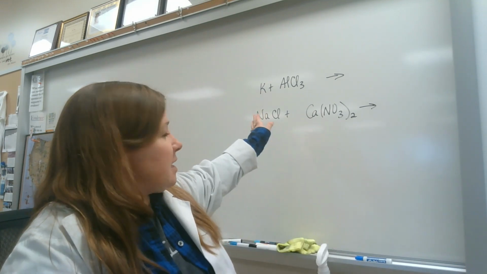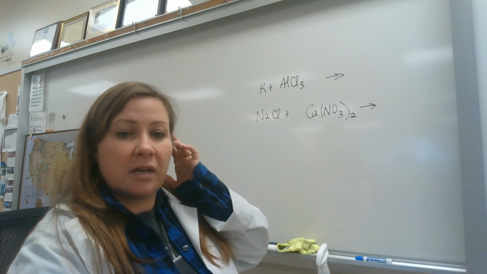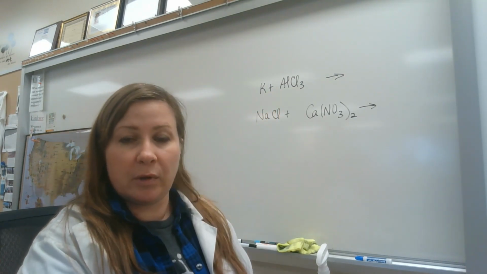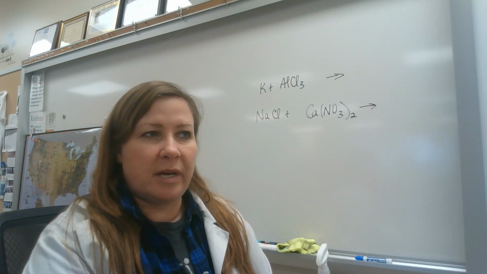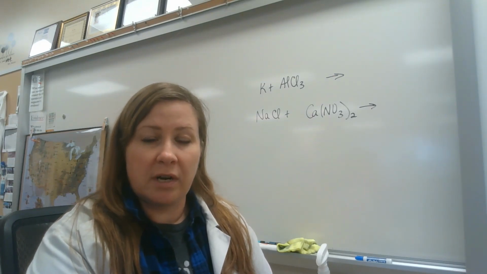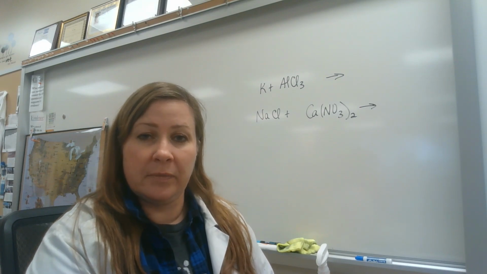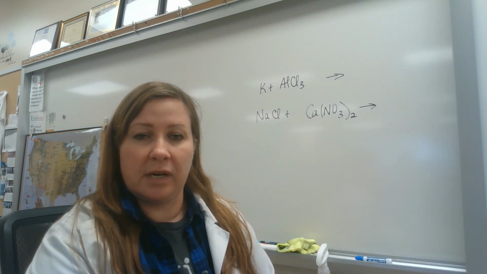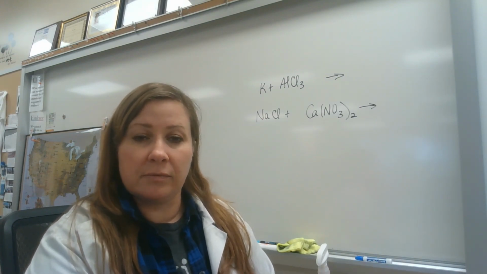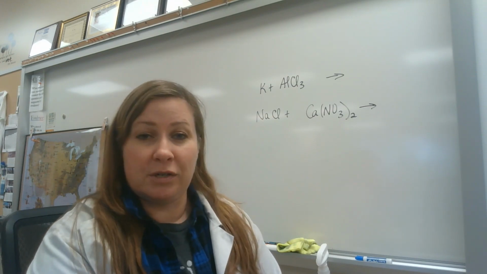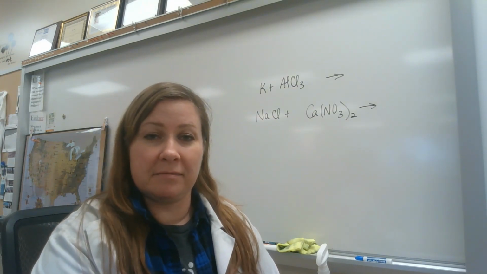So here I have an example of a single replacement reaction. We have potassium and aluminum chloride. The question really becomes, is potassium strong enough to kick aluminum out of the bond with chlorine, and potassium to bond with chlorine and have aluminum be on its own? And that's a good question. How do we figure that out?